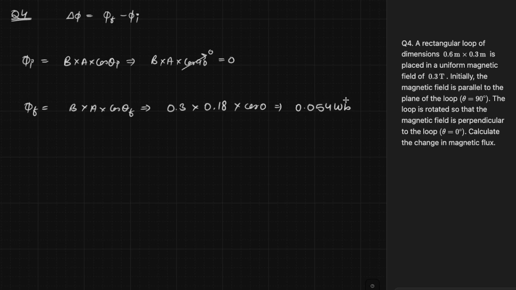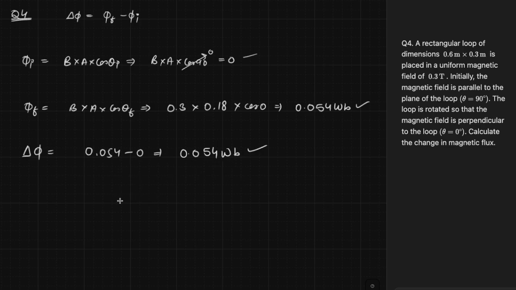0.054 Weber. Now what will be the delta phi? Just put the final value first: 0.054 minus initial, which was just 0. So our magnetic flux will be changed by 0.054. So that is the answer.